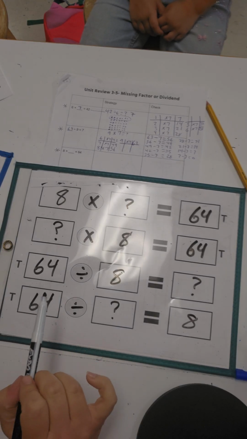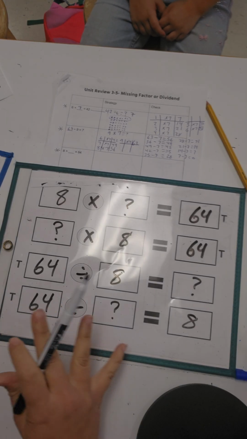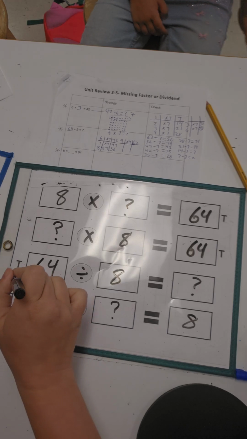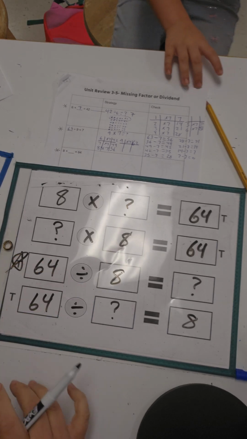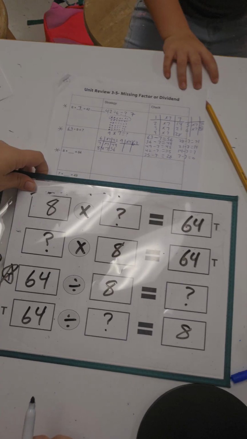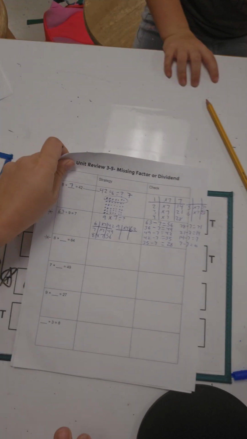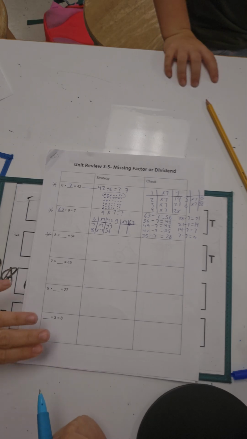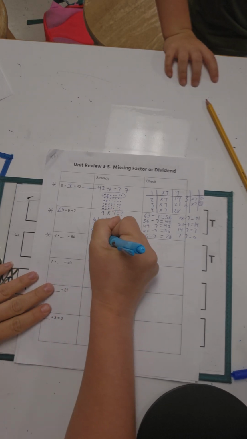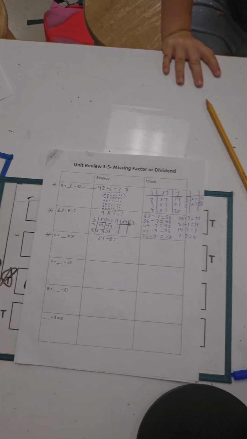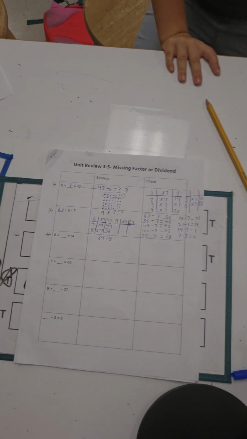So I asked them which one has all the parts. The only one that has all the parts that we can actually solve for right now is this one right here. So I'm doing 64 divided by 8 in order to solve. When I go back here to my paper, 64 divided by 8, you can do it in several different ways.